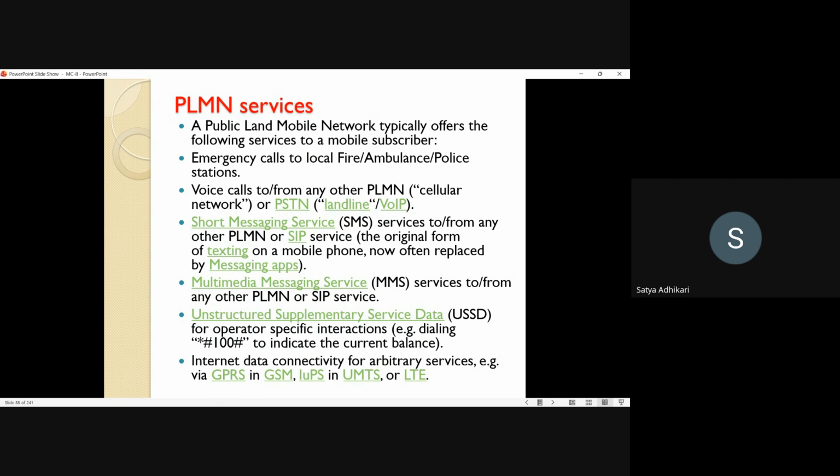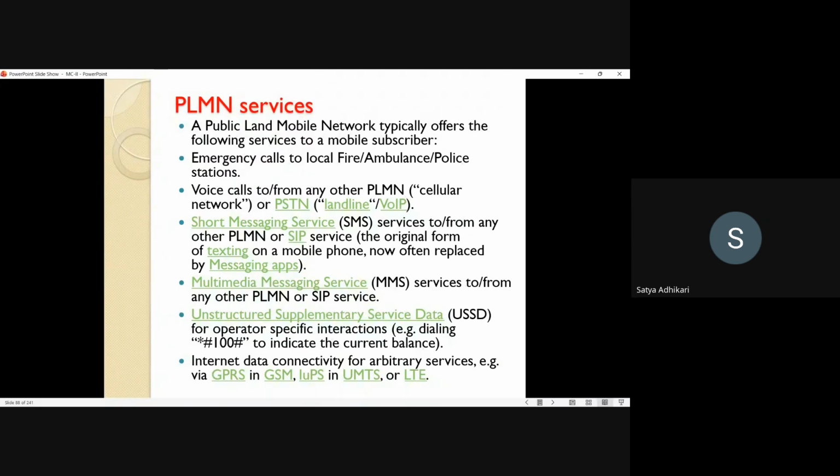Voice calls to and from any PLMN or cellular network or PSTN or VoIP. So you can make any voice call. Besides that, you can send any message, SMS services also, to and from any other PLMN or SIP services. So you can send SMS in the form of text data or any multimedia data. Multimedia messaging service: any audio or video, you can send or receive, MMS multimedia service to and from any other PLMN or SIP service.